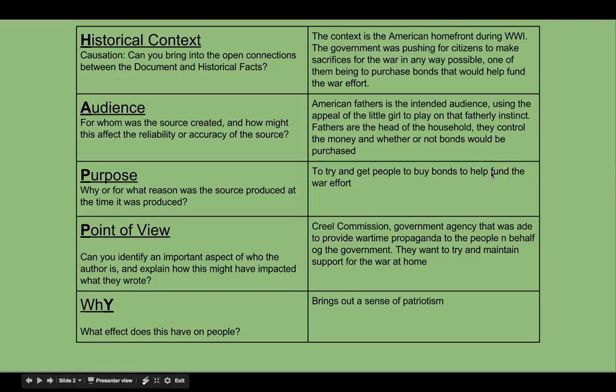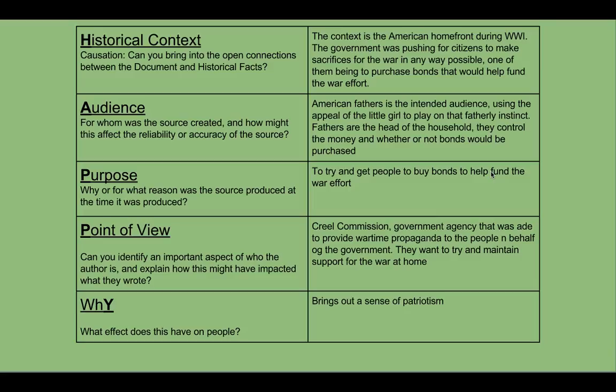Purpose is pretty easy here. Really, the goal of it is just to try and get people to buy bonds, specifically in this case, fathers, because it's going to help fund the war effort. We saw two-thirds of all the money that was spent on World War One was raised by the sale of bonds. Point of view. In this case, the author is the Creel Commission.